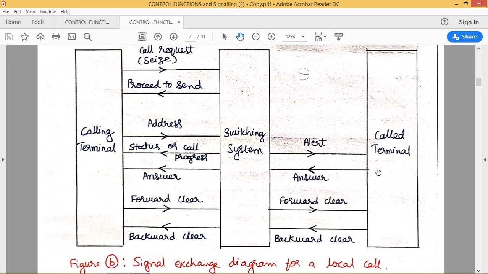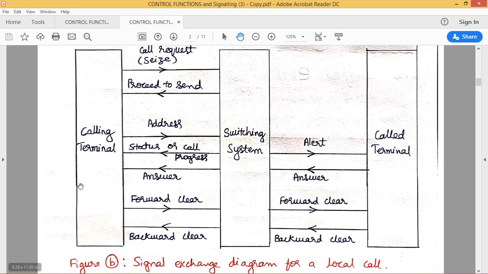Similarly, if the called terminal, or the called person, is disconnecting the call, in such a case a backward clear signal will be sent through this exchange to the calling person, and for this backward clear signal the calling terminal will reply with a forward clear signal in the opposite direction. Once the forward clear signal is received by the call terminal, the connection will be disconnected.